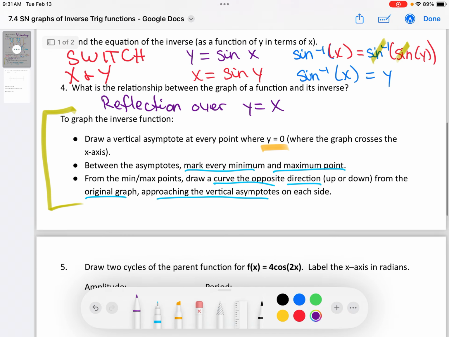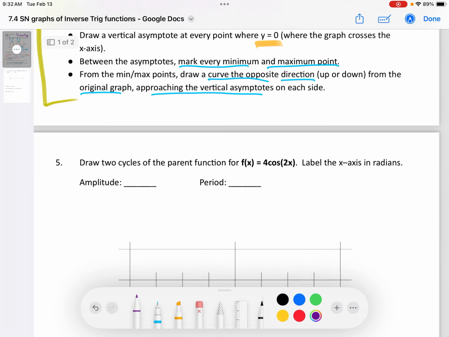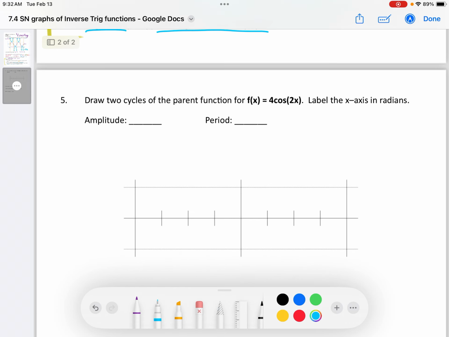Now, let's try this again. Okay, so we are going to draw 2 cycles of the graph of f of x equals 4 cosine 2x. We're going to label this axis here in radians. We are going to start at 0. Okay, and we need to remember in cosine that cosine of 0 is 1. So this will start at the top, wherever that top ends up being.